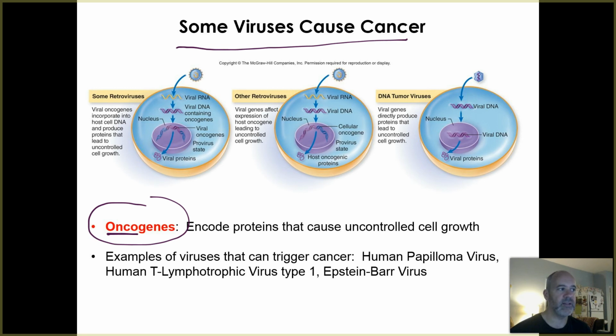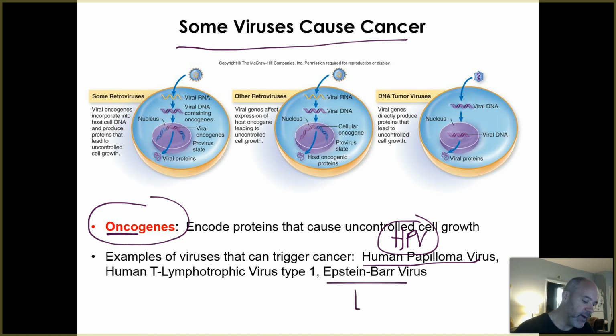Sometimes viruses have their own oncogenes, or sometimes they can turn on genes inside our cells that trigger those cells to become cancerous. Not all viruses do this. It's restricted to certain types, but some good examples are human papillomavirus, or HPV. We've all heard about that because there's a vaccine for that now to prevent cervical cancer.